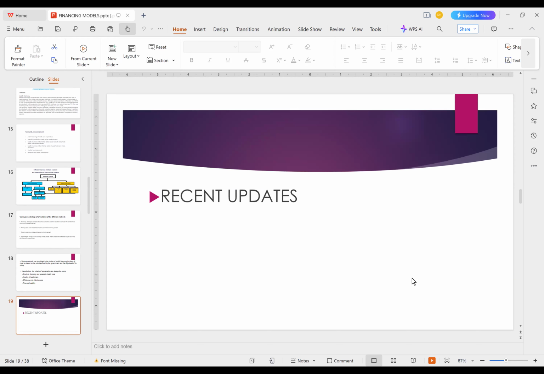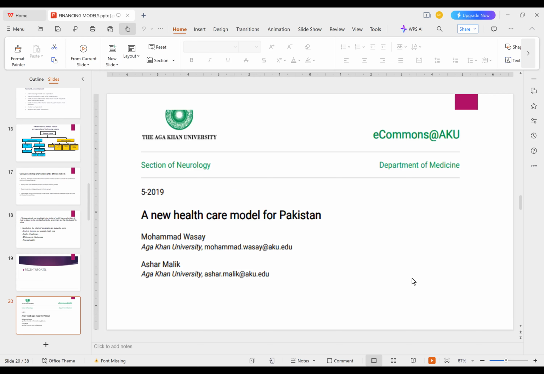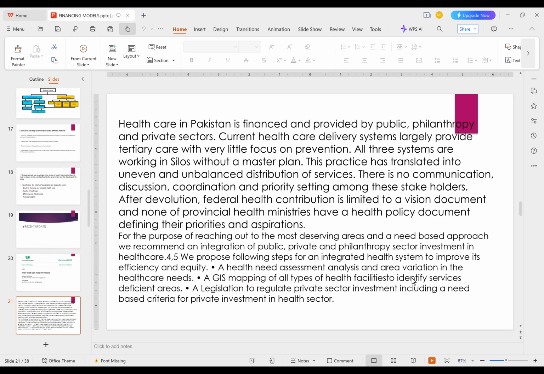Now jumping on to our recent updates. This is an article, which is basically an editorial, published in Aga Khan Medical University, section of neurology. It's a new healthcare model proposed for Pakistan. Healthcare in Pakistan is financed and provided by public, philanthropy, and private sectors. Current healthcare delivery systems largely provide tertiary care with very little focus on prevention. All three systems are working in silos without a master plan. This practice has translated into uneven and unbalanced distribution of services. There is no communication, discussion, coordination, and priority setting among these stakeholders.